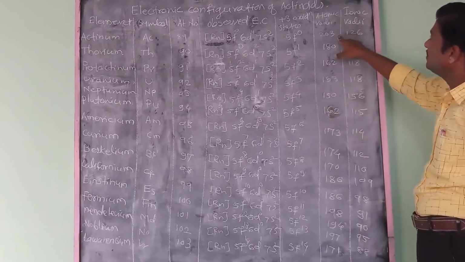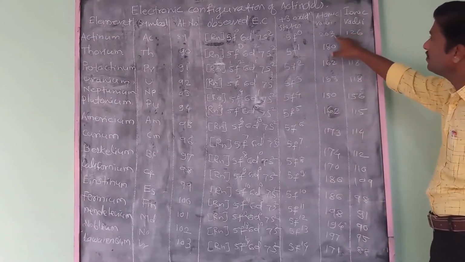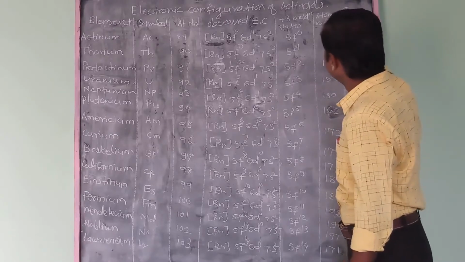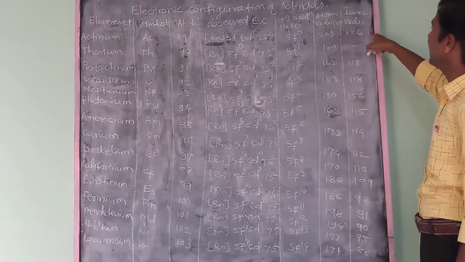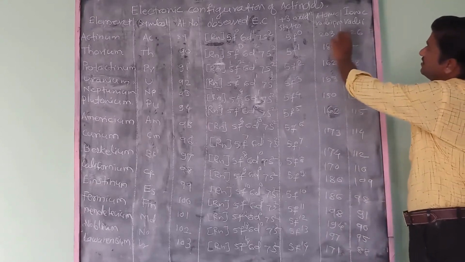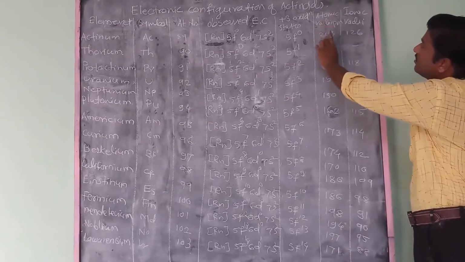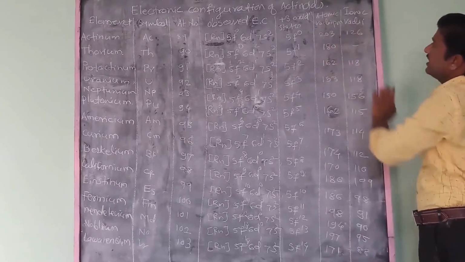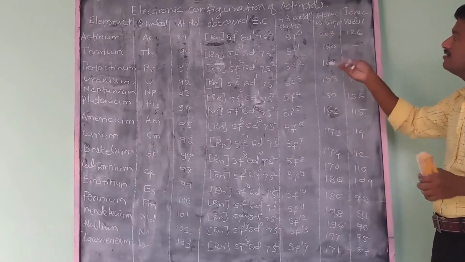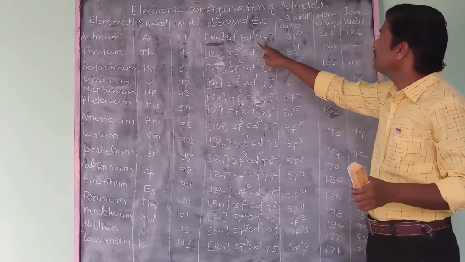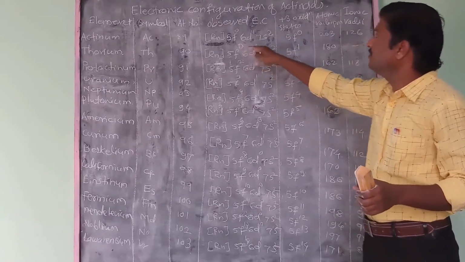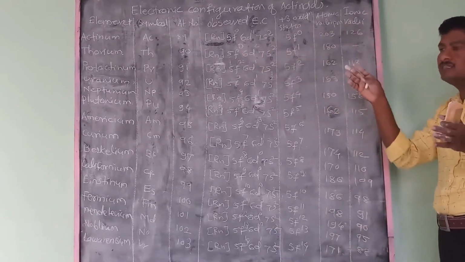Then atomic and ionic radii. Here the atomic radius of actinium is 203 picometer, and the ionic radius is 126. Why does it go on decreasing? Here the atomic radius is 203, but the ionic radius is 126. This means that when the 2 electrons from 7s and 1 from d are removed, the outer shells are removed.